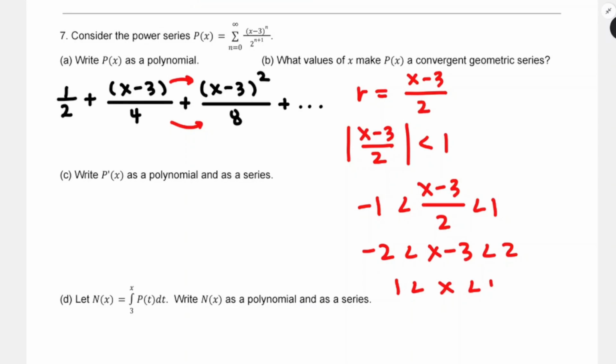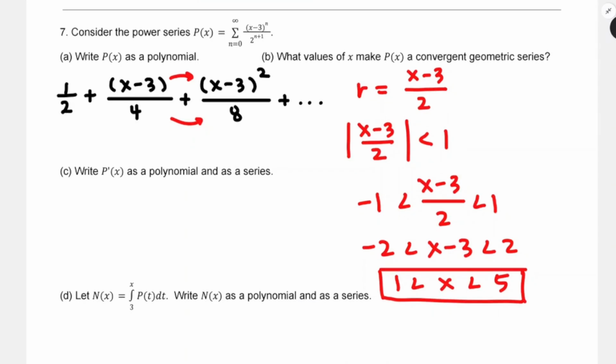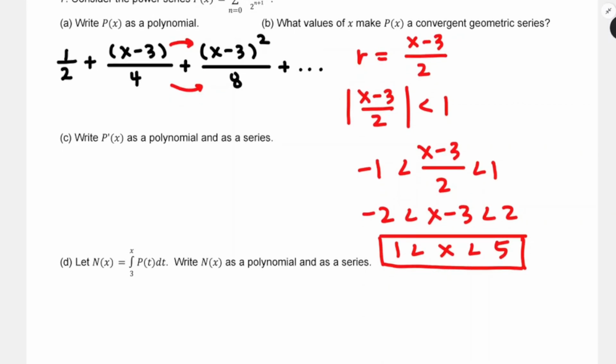It's less than 4. No, 2 plus 3 is not 4. That's going to be 5. And those will be the values of x that make p a convergent geometric series. Okay, we're going to write p as a polynomial and as a series.